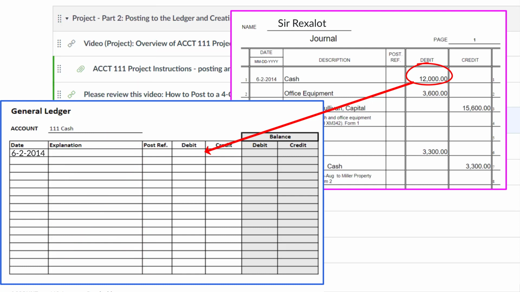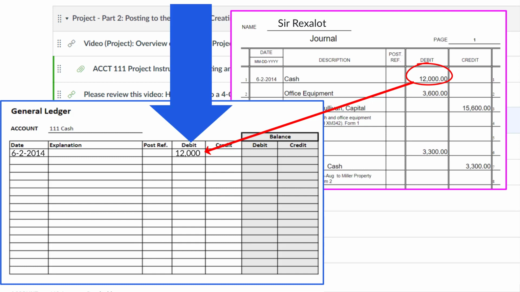So from the journal, we've got the date in the ledger, 6/2/2014. Now we need to transfer the $12,000 debit to the first debit column, 12,000.